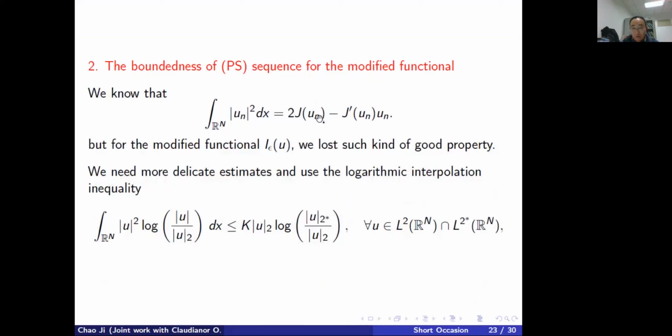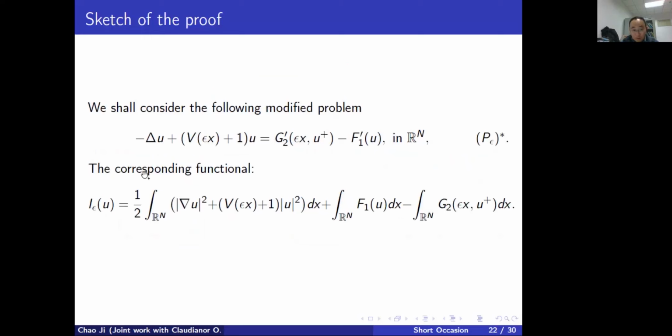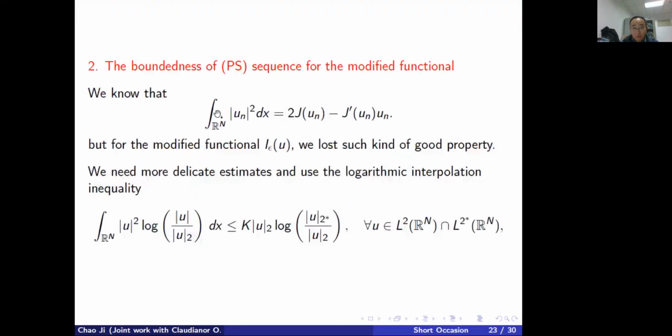If we don't do the modification, we have this equality. But for this modified functional, we don't have this. So in order to prove the boundedness of the PS sequence, we need more delicate estimates and use the following logarithmic interpolation inequality. It's hard to prove this.